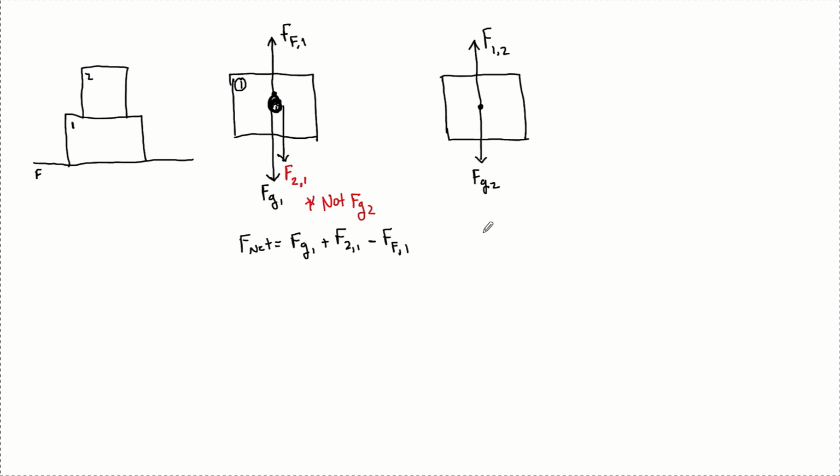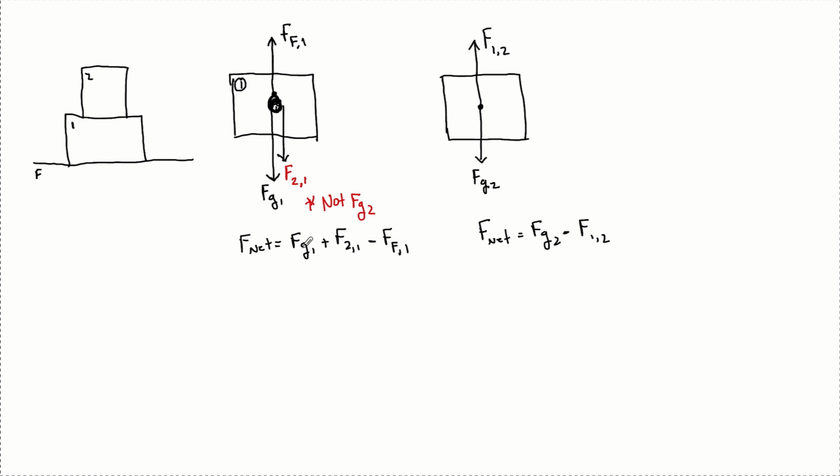If I look at the F net on just box 2, F net will be equal to Fg2 minus the force that box 1 puts onto 2. So if I knew the accelerations of the boxes, I could then apply them to these individual boxes, right? Because we know that when we have a system, rule number 1, find the acceleration of the system first, and then shrink our system down to find whatever force we're looking for.